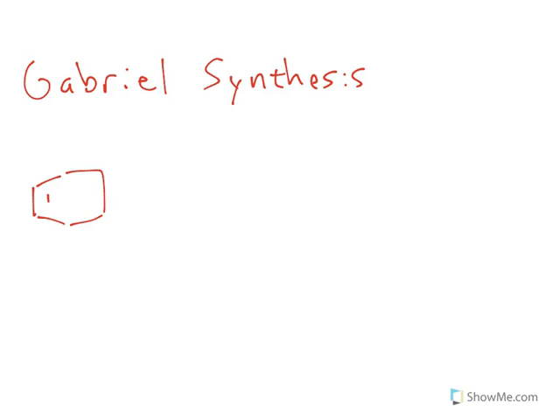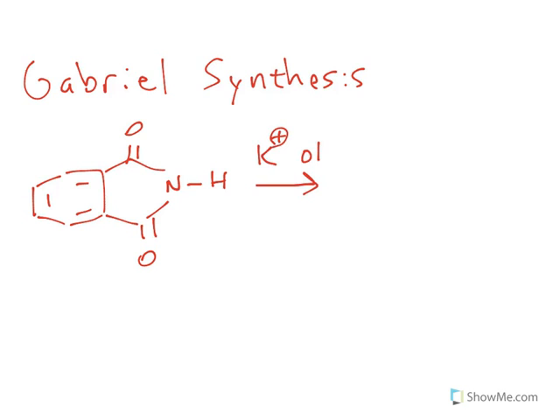So a pretty clever synthesis was developed called the Gabriel synthesis. And this will use something called a phthalimide. So let's draw that. So if we were to take this compound and treat it with something called potassium hydroxide, which we've certainly seen before, it's a strong base, we can remove that acidic hydrogen there on the phthalimide.